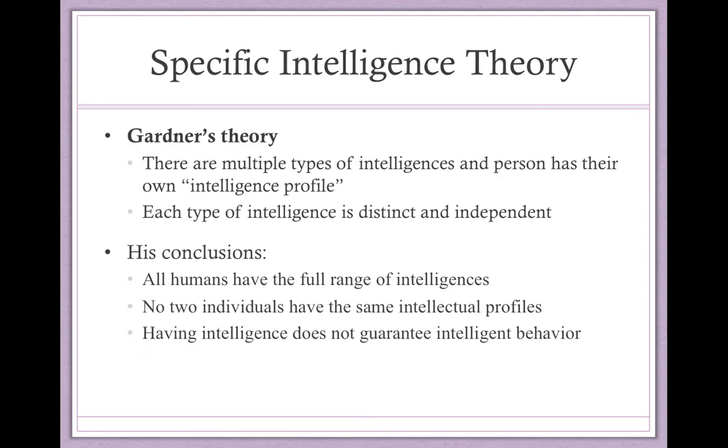And having intelligence does not guarantee intelligent behavior. And I very much agree with that. Because intelligence really is about ability, right? An ability isn't behavior. It's what you're able to do. It's your potential. And it's not about your performance. So how can we measure potential instead of performance?